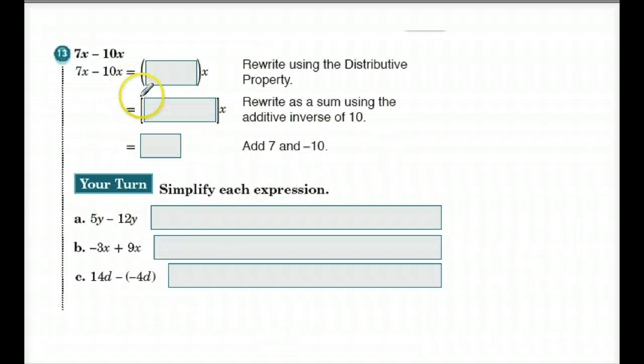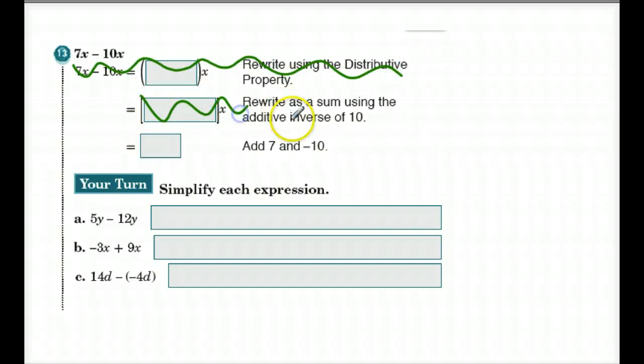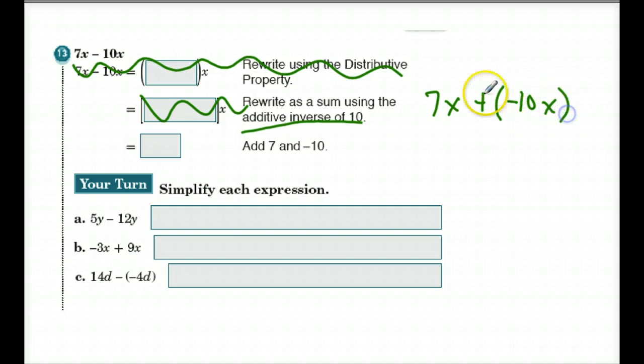Okay. Next one, we have 7x minus 10x. Again, we're going to skip this step, and we are going to rewrite it using the additive inverse. We're going to do that over here. So we have 7x plus -10x. So remember, we change the sign to addition, and then we change the sign of our number to the additive inverse, the opposite number. So the opposite of 10 is -10. So can we combine these? Yes, we can.